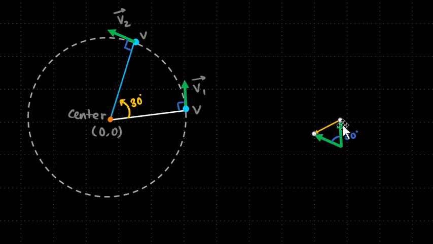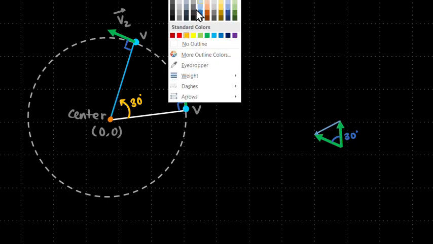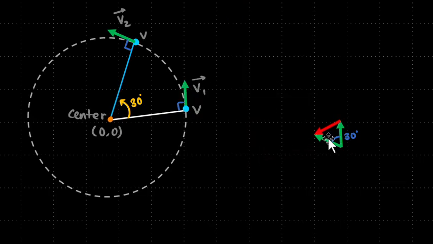So the change is going to be from v1 to v2, right? So let's make this vector to show the change. Let's make it red in color. This is the change, okay? So the change vector is going to be vector v2 minus vector v1.